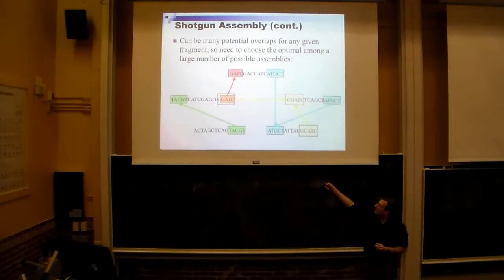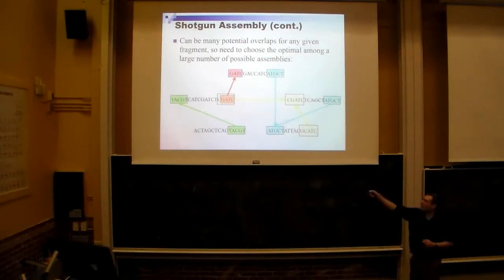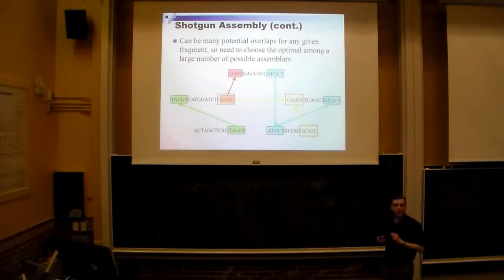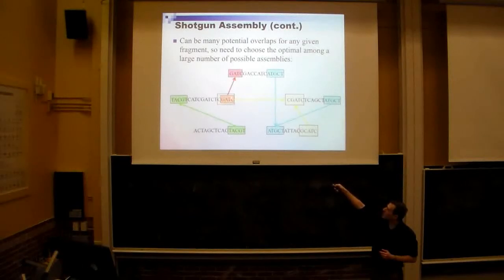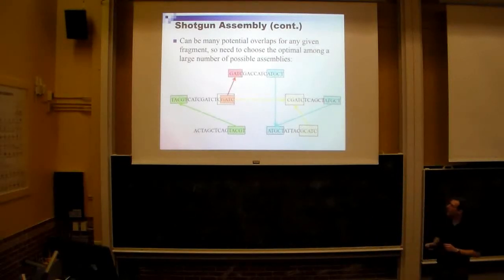So it may be that the end of this fragment, GATC, happens to be the beginning of this fragment. So maybe the genome consists of this fragment followed by this one. But the end of this one, CGATC, might also be the beginning of this one. So maybe this fragment is followed by this fragment. You don't necessarily know just from looking at one identification of a match between the end of one fragment and the beginning of another that those follow one another in the sequence.